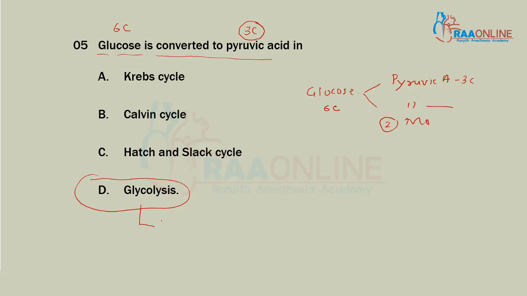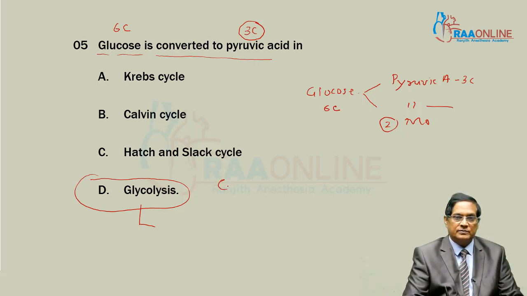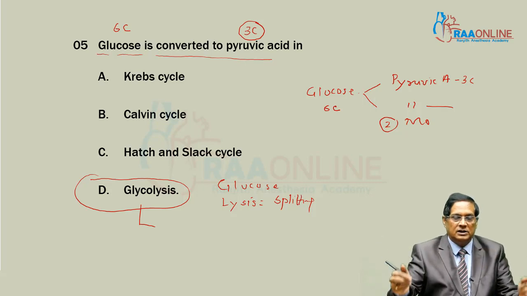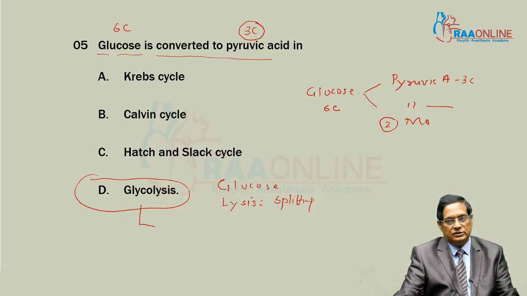The word already suggests it: glyco is for glucose, and lysis is the word for splitting, that is, breakdown. Breakdown of glucose into pyruvic acid is glycolysis.